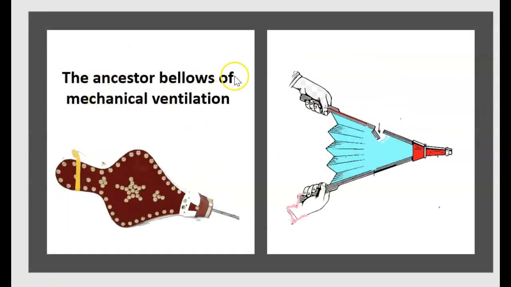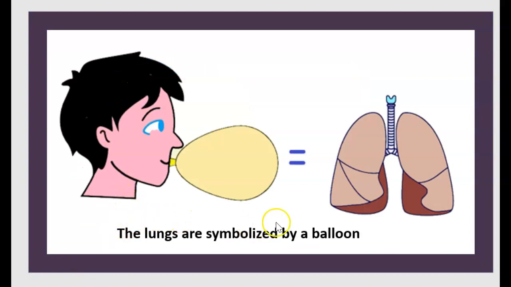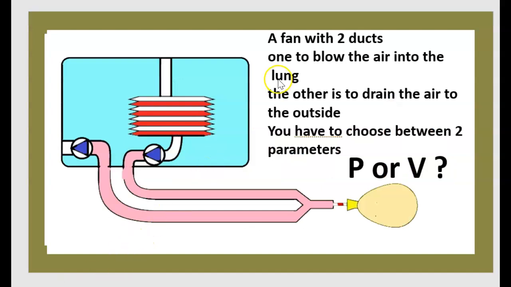Here's the ancestor, the bellows of mechanical ventilation. The airway is symbolized by a straw. The lungs are symbolized by a balloon. How does it work? A fan with two ducts, one to blow the air into the lung, and the other one to drain the air to the outside. You have to choose between two parameters, pressure or volume.